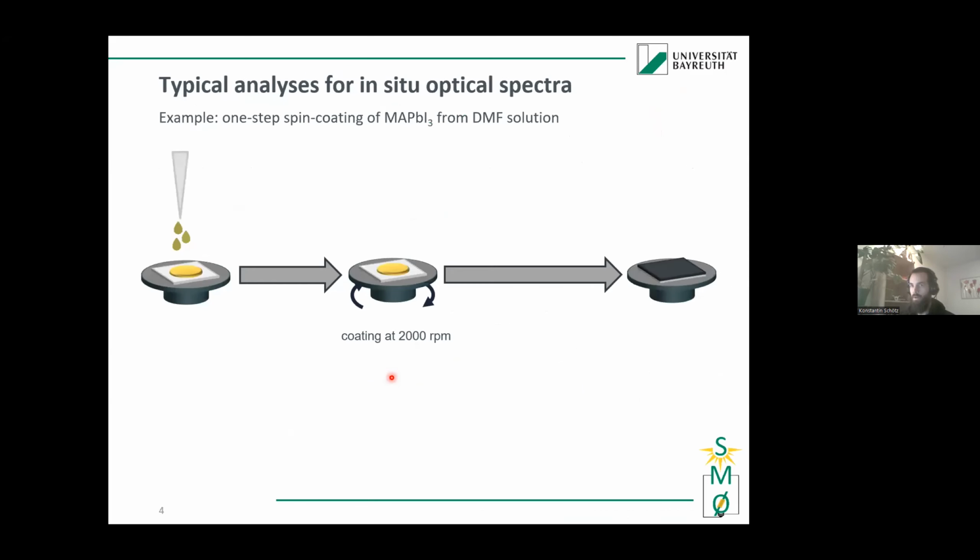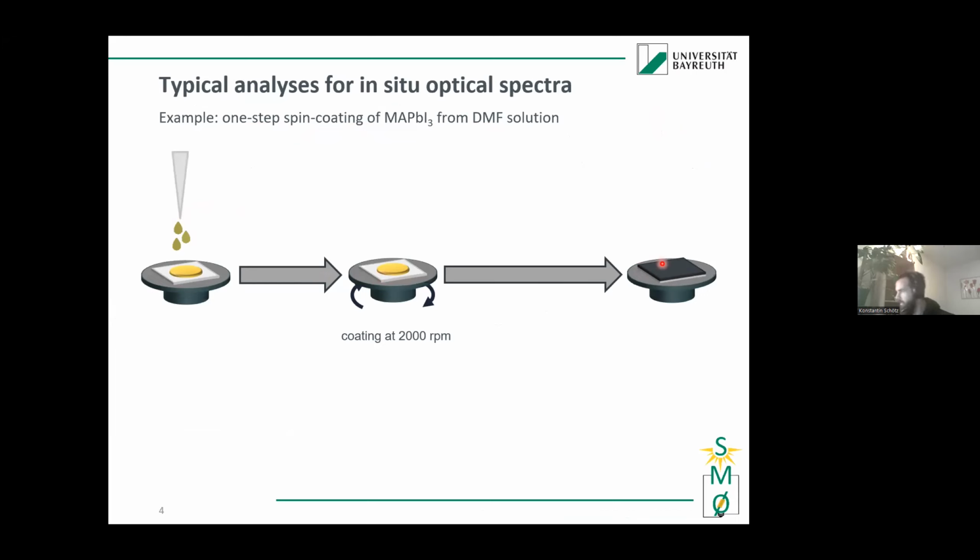Okay, now let's go to an example. How do these spectra look? What can we get from the spectra? A simple coating of this perovskite is a one-step coating, so let's look at the one-step coating of MAPI from DMF solution. One-step coating is simply you have all your adducts in a solvent, DMF, you spin coat it for a certain time, and you end up with a film.